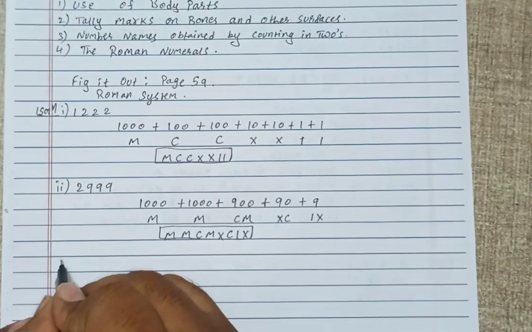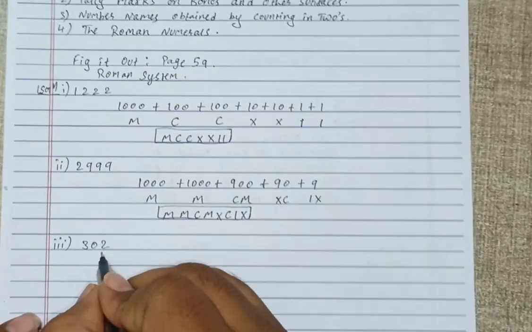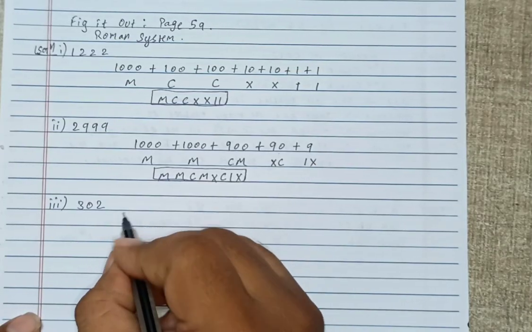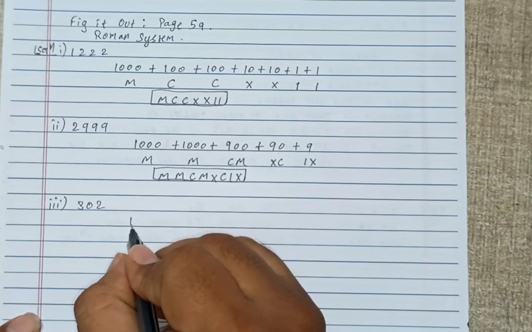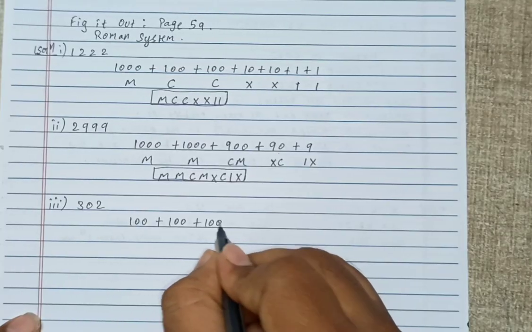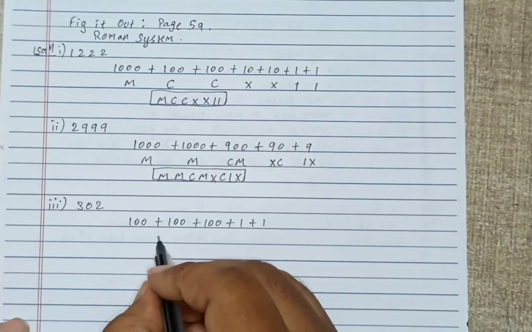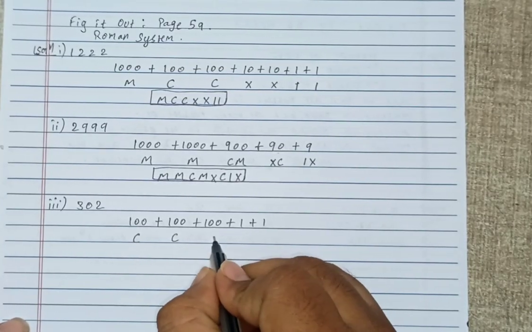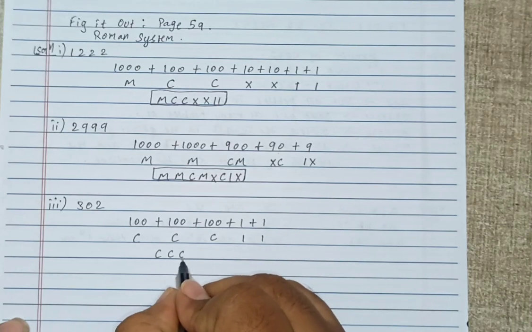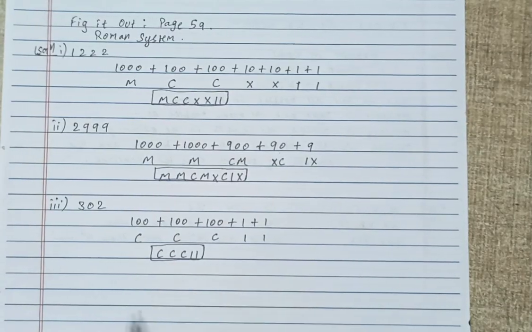Next, third one, 302. Now how can 302 be written here? Split it: 100 plus 100 plus 100 plus 1 plus 1. So C, C, C, I, I. So this is 302 in Roman numerals.